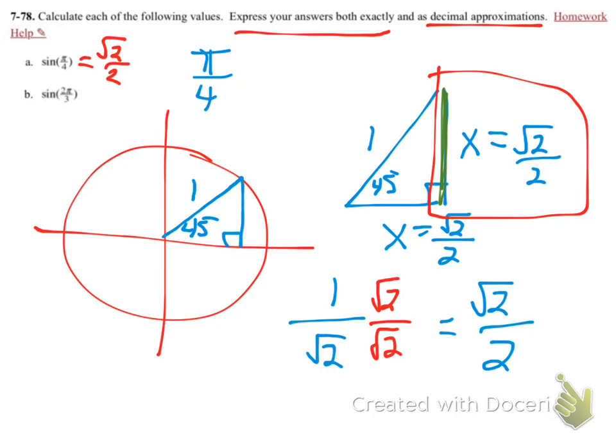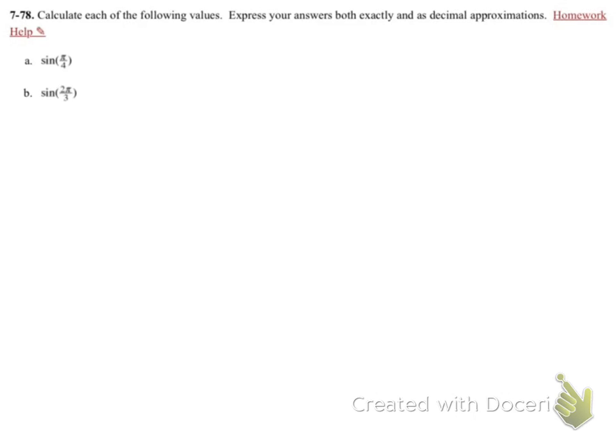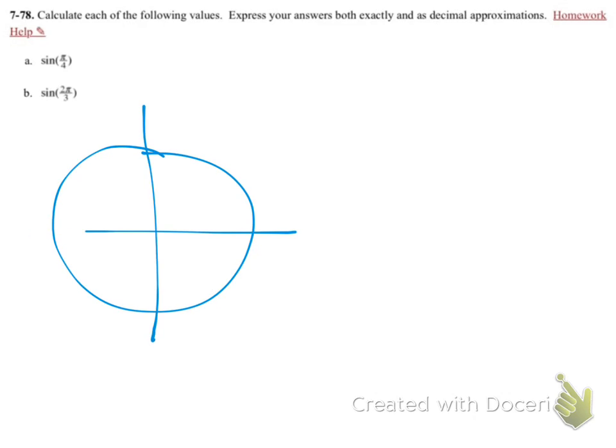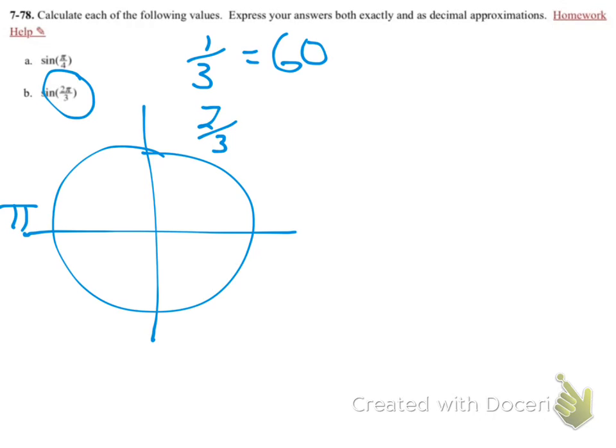So taking a look at problem B, I'm going to do the same thing. So I'm looking at my unit circle. I know that all the way over here is 1 pi, but I want 2/3 of that. So 1/3 of 180 degrees is going to equal 60 degrees. 2/3 of 180 degrees will be 120 degrees. So my angle then is going to be right over here, where that's 120.